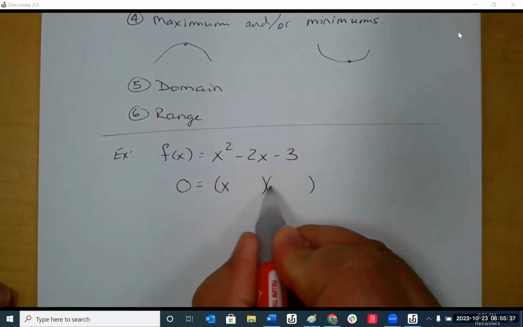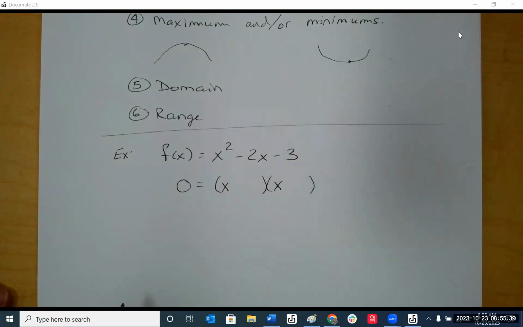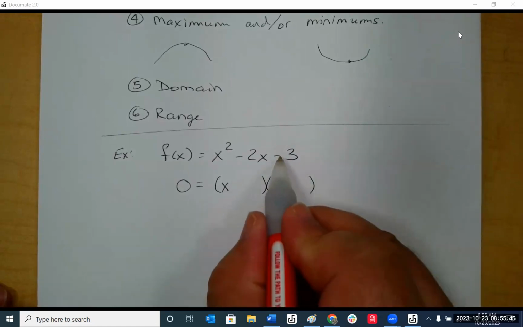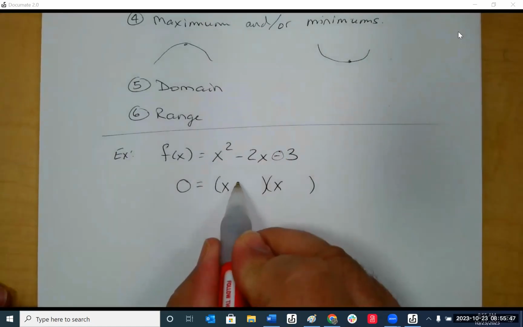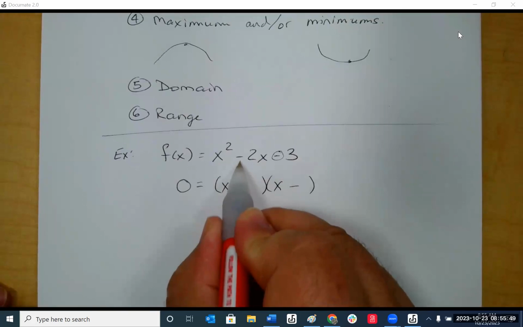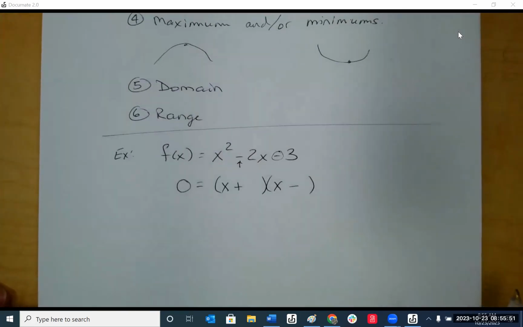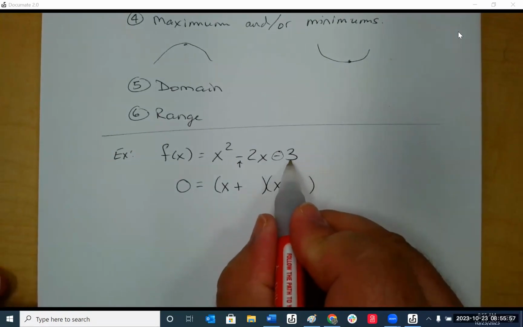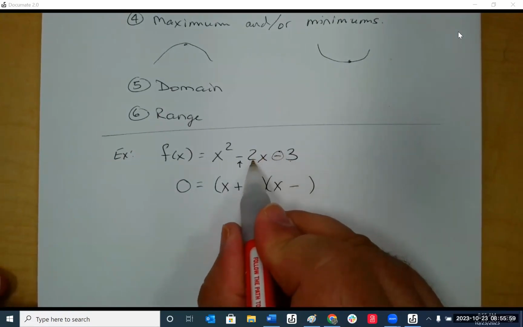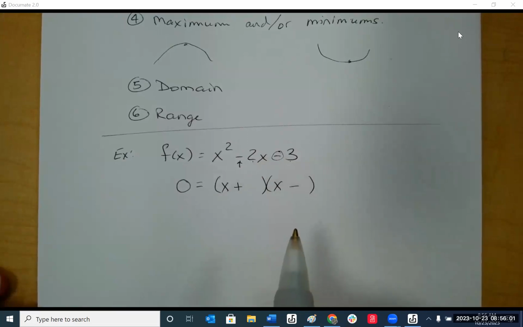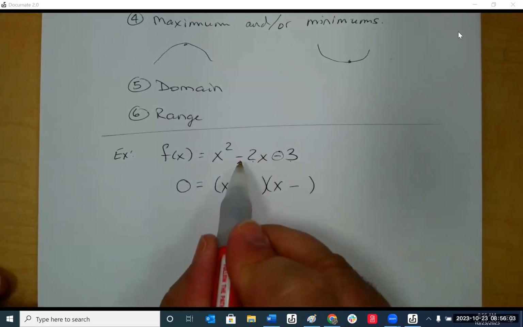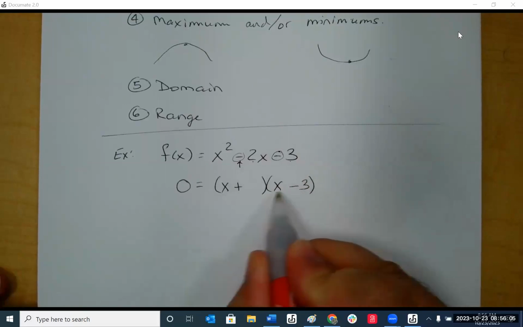So x goes in there. What signs go in there? Because the second sign is negative, they're opposite signs. The bigger number gets the negative. I can tell who didn't do their homework. What times what is 3? When you subtract them, you get 2. 1 times 3. So the 3 gets the negative.